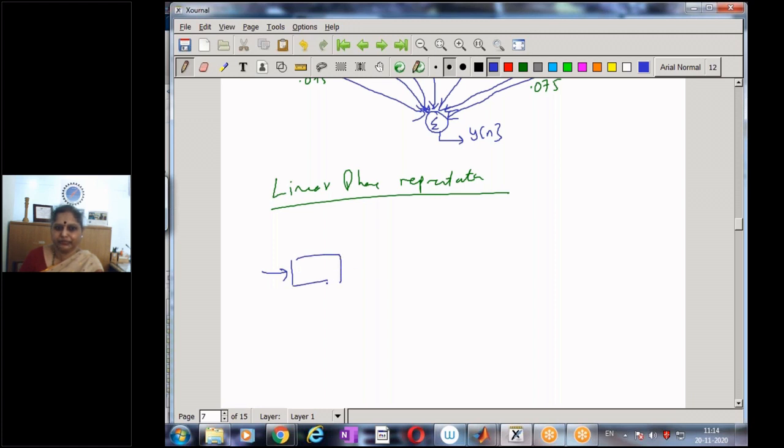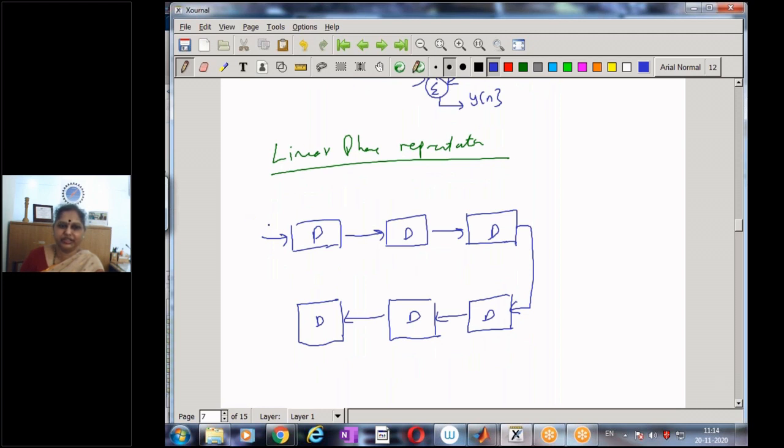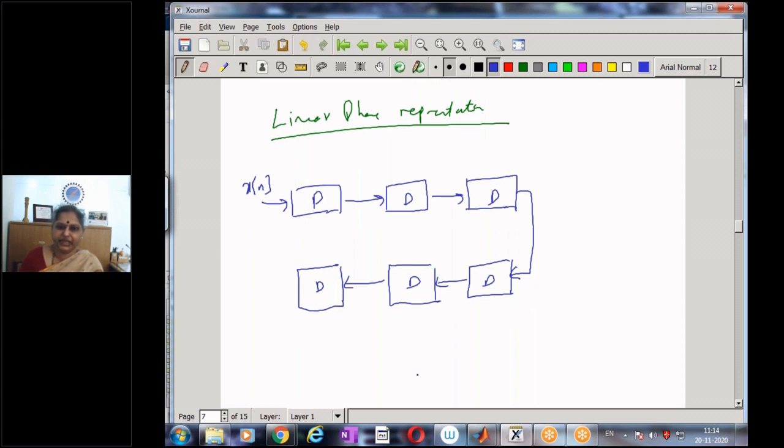So 1, 2, 3. I have 6 delay elements. The number of delay elements is not reduced; it continues to remain the same. What we are reducing in the linear phase implementation is the number of multipliers. So I have my input x[n], and finally I have an adder, and the output of the adder is going to give me my output y[n].